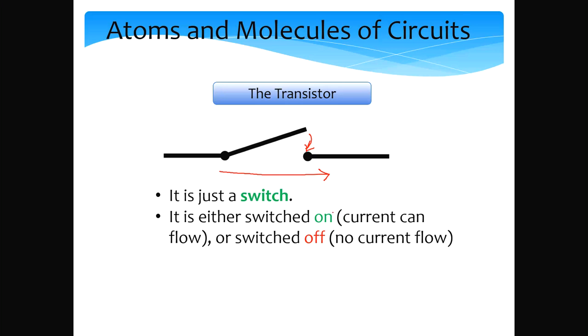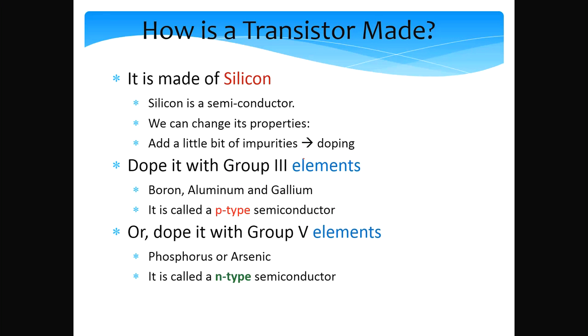When the switch is on, the current can flow from this terminal to this terminal. And if the switch is off, there is no current flow, so the transistor works like an open circuit. This is the most basic element of a circuit. It's just a simple switch. And how is a transistor made?